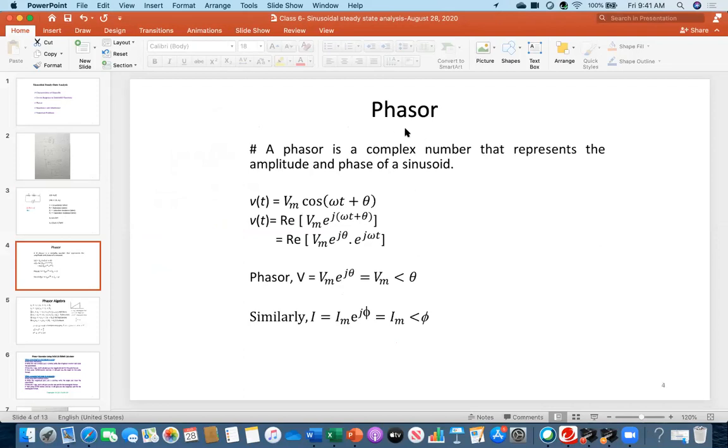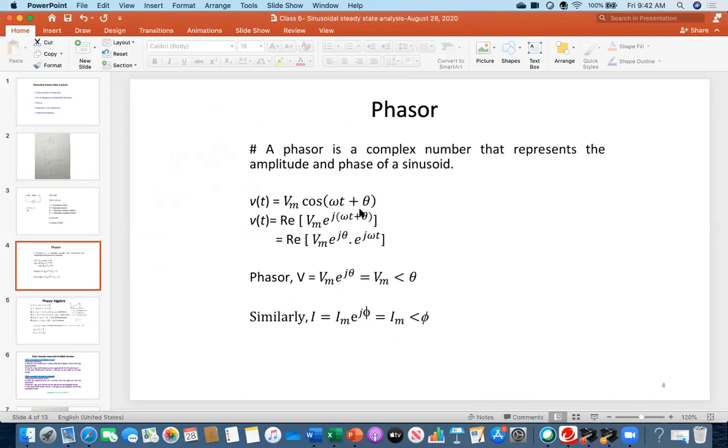Now come back. This will be the technique. So what is the phasor technique? A phasor is a complex number that represents the amplitude and phase of a sinusoid. So, for example, look at the voltage expression v(t) = Vm cosine of omega t plus theta.